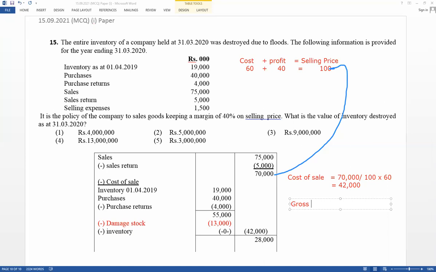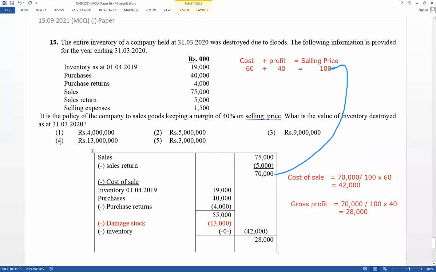Gross profit can be calculated by using the equation also. Think about cost of sales: selling price is given as 70,000. That value divided by 100, into 40, also gives the gross profit. Same answer. Gross profit equals 28,000. Sales minus cost of sales also gives it. There's the damage stock value. Therefore, the damage stock answer is 4. Damage stock, answer 4.